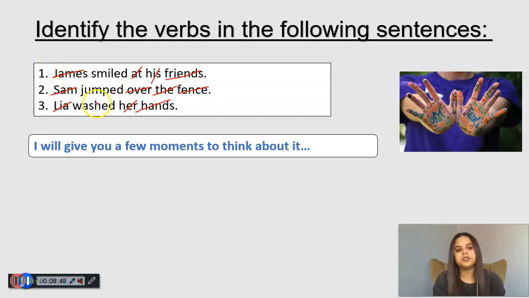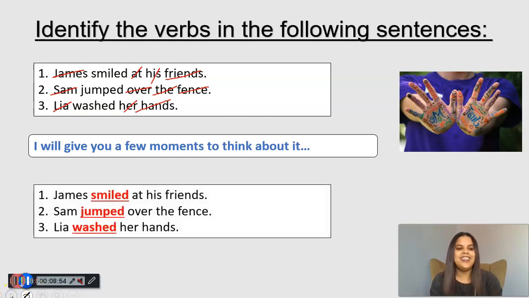Smiled, jumped, washed. Let's see if we are right, grade 5s. And there we go. James smiled at his friends. Sam jumped over the fence. Leah washed her hands. Very good, grade 5s. I hope you all got the answers, but I'm sure you did. Let's move on.